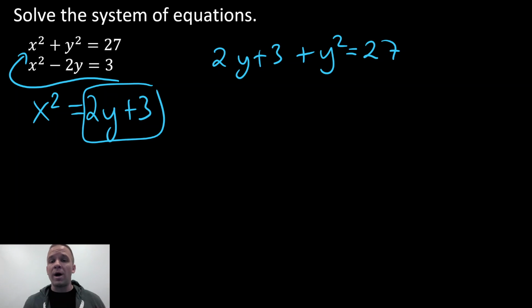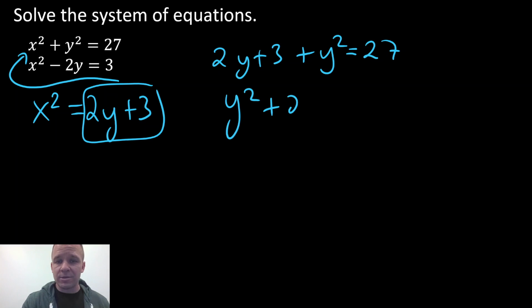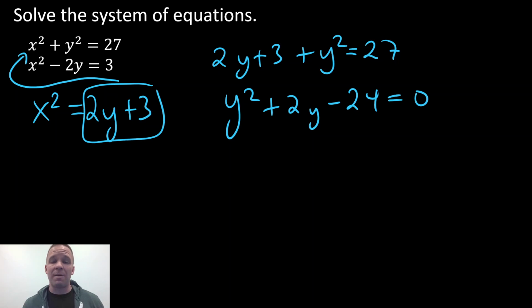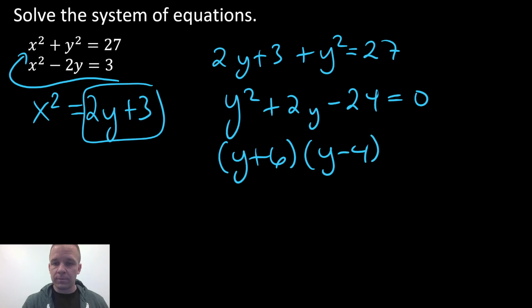Now I have a quadratic that I need to solve. The way I'm going to do that is by setting it equal to 0. So I'll have y squared plus 2y minus 24 equals 0. I subtract 27 on both sides and rearrange. Now I've got to factor. What multiplies to negative 24 and adds to 2? That would be 6 and negative 4.